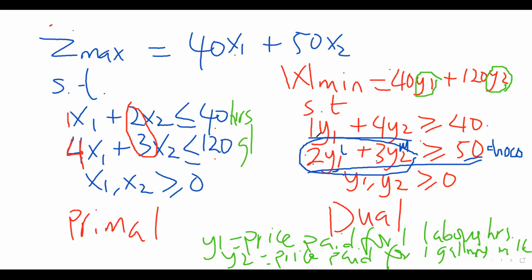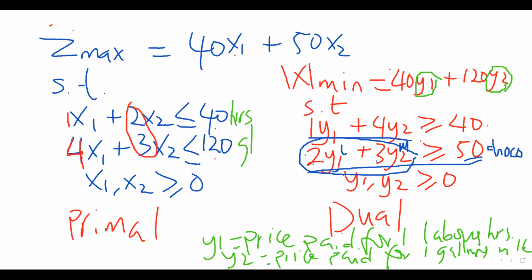So that entrepreneur's job is to be supplying the gallons of milk and the hours of labor to this farmer. If you desire to use those resources to produce the choco, you have to pay him that amount of 50 for him to want to sell those resources to you. Now the entrepreneur is offering you 2Y1 plus 3Y2 for the resources that you want to collect to produce the fine chocolate. So you will have to choose the Y1 and the Y2 in such a way that they will satisfy his requirement of 50 or more.